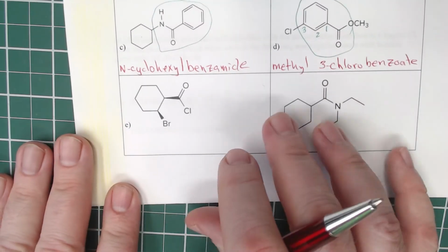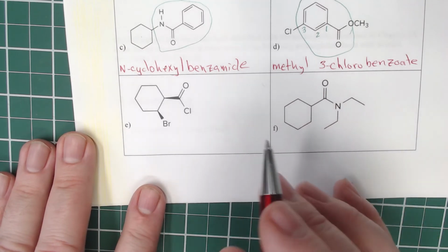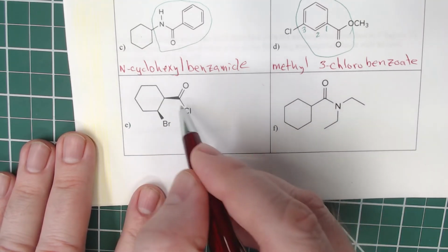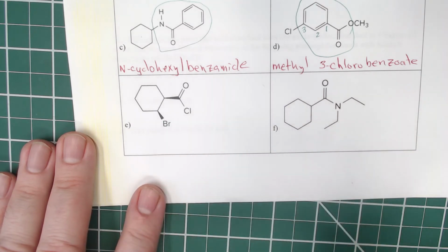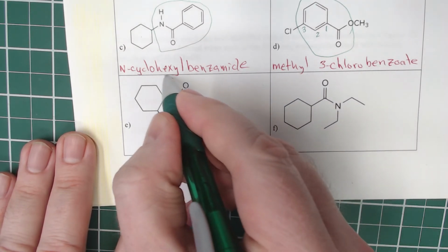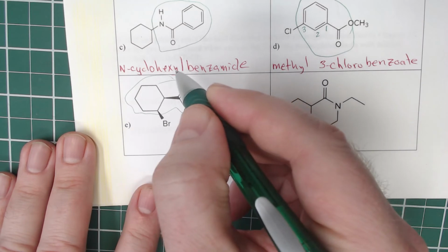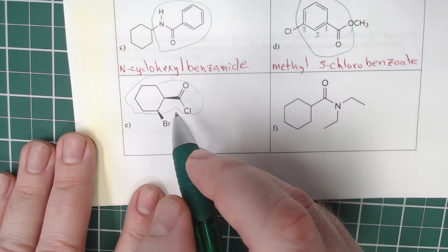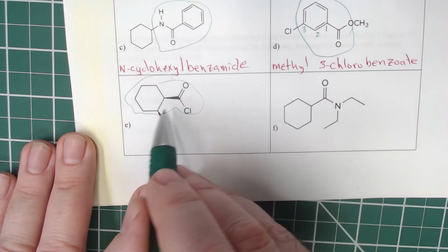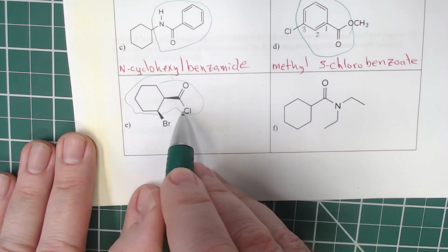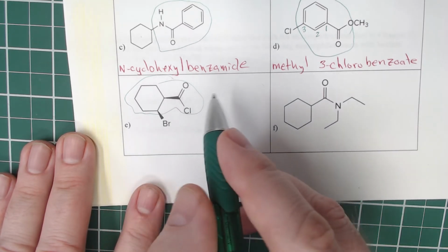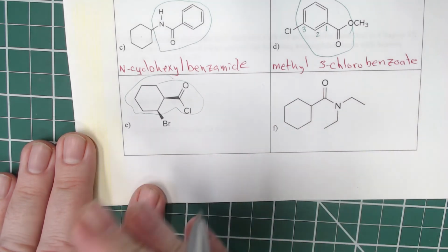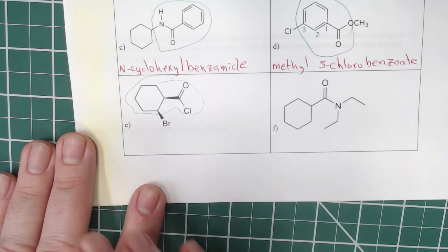All right, next, as far as naming this, we've got a cyclohexane, and if this were an acid, we would call that whole component cyclohexane carboxylic acid. But we're going to call it cyclohexane carbonyl chloride. So that part is cyclohexane carbonyl chloride. So carboxylic acid gets converted into carbonyl chloride.